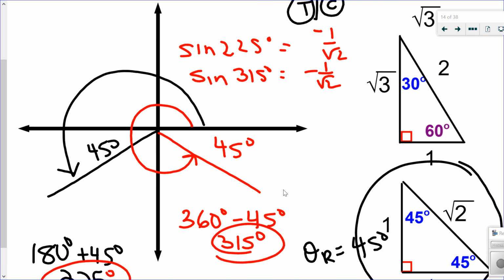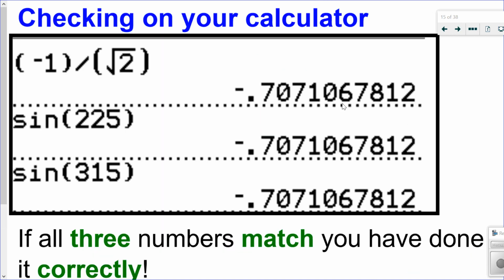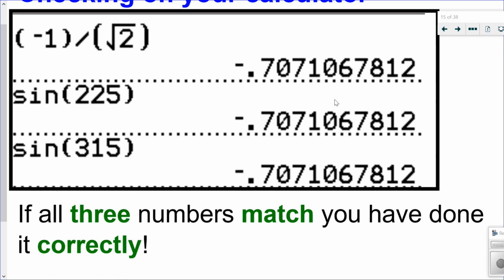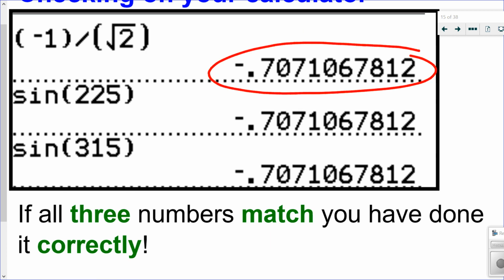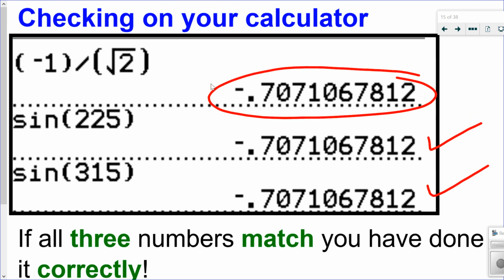Let's go to our calculator and see, am I correct on both of these? If I am, then I know I got the right answer. Checking on the calculator, I had -1 over root 2, which is this irrational number. Then I did sine of 225 and sine of 315, and they are both equal to that. So all 3 numbers match, so I know I've done it correctly. Remember that you need to be in degree mode though. So always check, make sure you're in degree mode. You're never going to need to be in radian mode in 20-1.